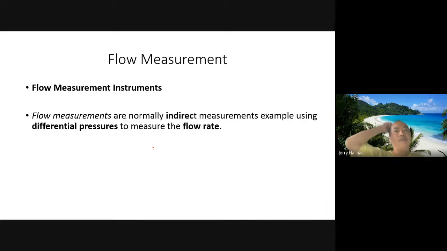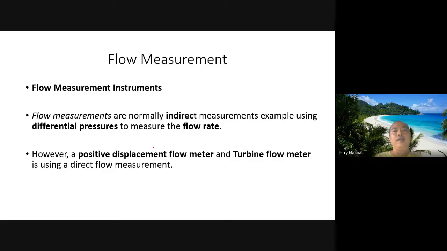Okay, so we go now to flow measurements, particularly flow measurement instruments. Okay? Flow measurements are normally indirect. Example is differential pressure, to measure the flow rate. The positive displacement flow meter and the turbine flow meter are examples of direct flow measurement. So for indirect, an example is differential pressure.